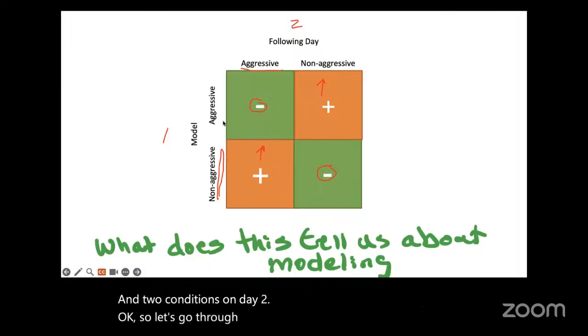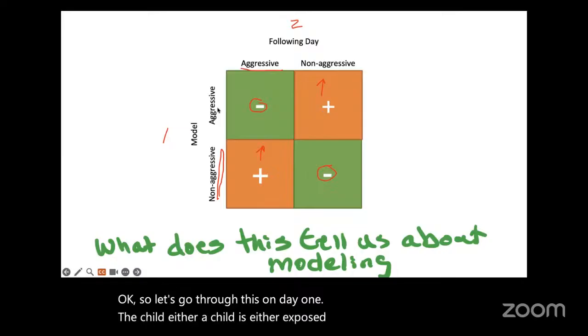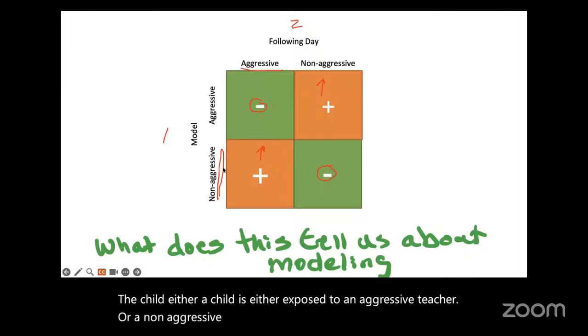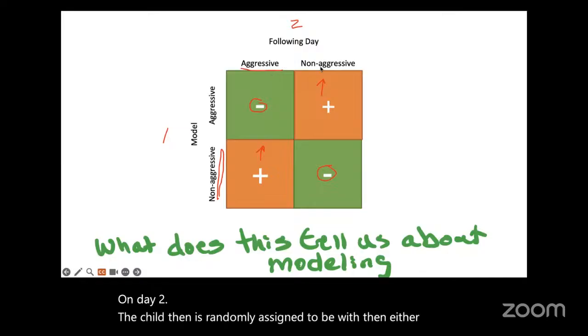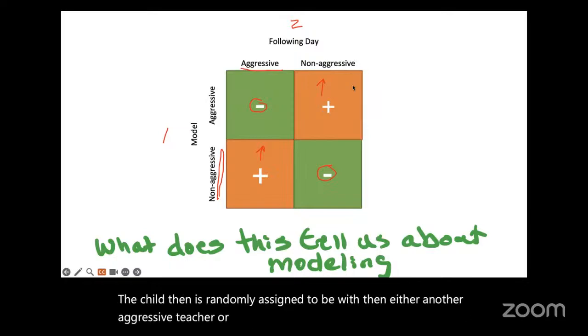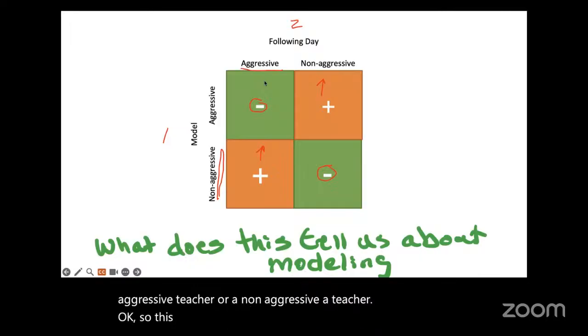On day one, the child is either exposed to an aggressive teacher or a non-aggressive teacher. On day two, the child then is randomly assigned to be with either another aggressive teacher or a non-aggressive teacher. Okay. So this is the complexity of this study, which makes these issues more complex than what we would think.